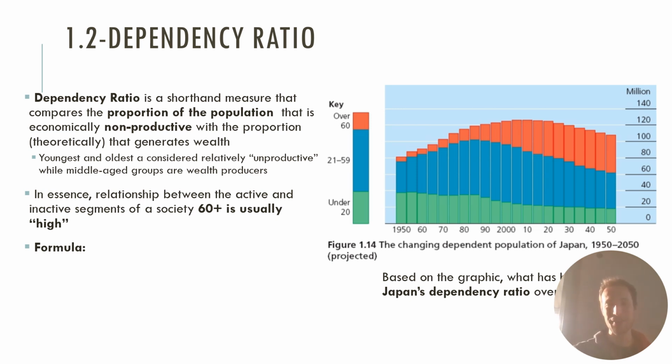A society with a dependency ratio of 60 plus is thought of as high. There's a lot of people not economically active compared to the people that are economically active.